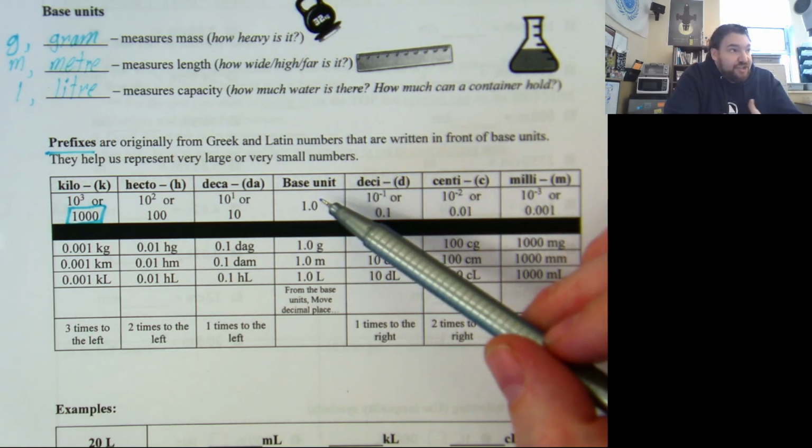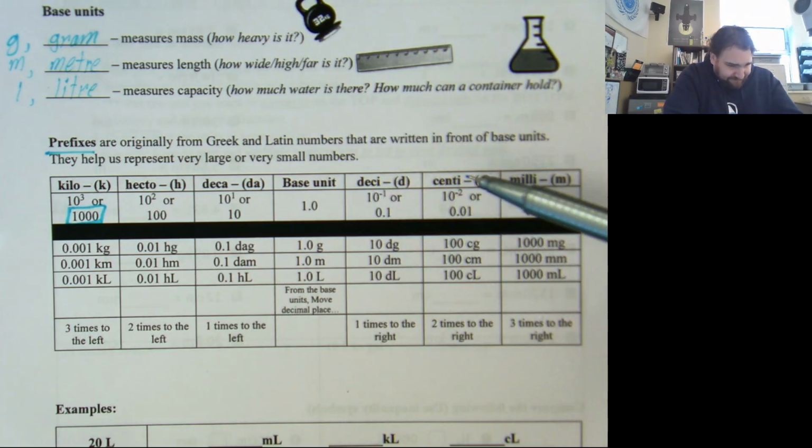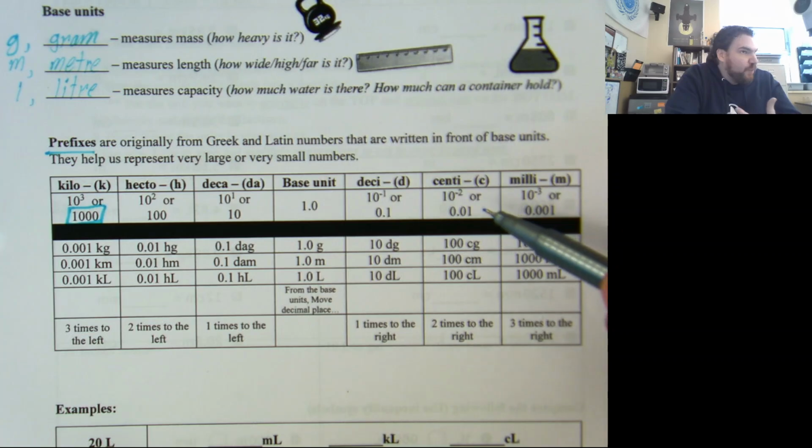The base unit is just one of whatever it is. Deci is 1/10. Centi is 1/100th. So if you have a centimeter, you have 1/100th of a meter. And milli, 0.001, that is the thousandths place, all the way back from the first day of September. So if you have a millimeter, you have 1/1000th of a meter.